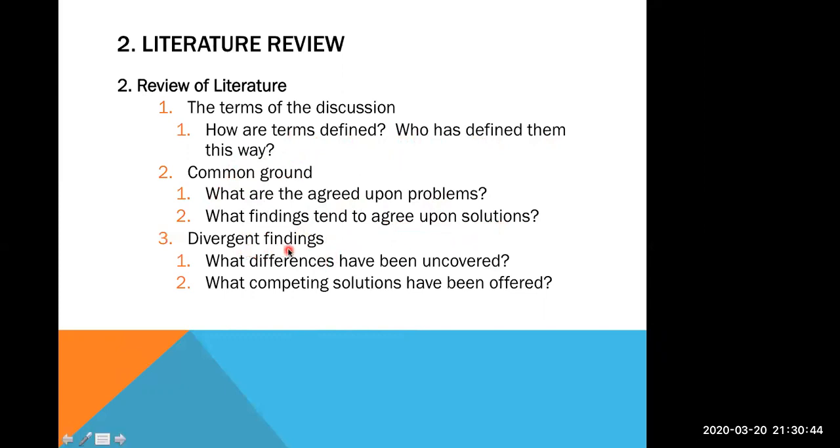Are there any different findings? What differences have been uncovered? What competing solutions have been offered? And many more actually to cover in the review of literature. Literally, review of literature means the previous studies. You should consider all previous studies, all previous literature, all theoretical foundations and background about your research paper. You should take both sides, sides who are for, sides who support this theory, and sides who do not support this theory, and so on and so forth.